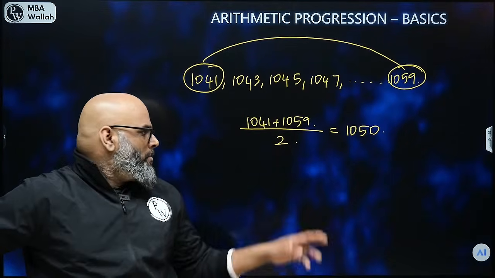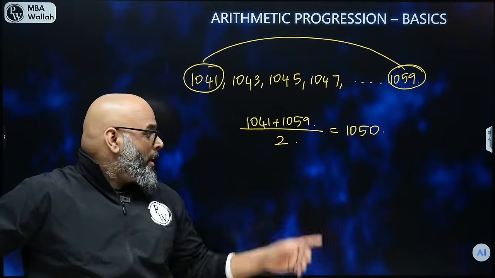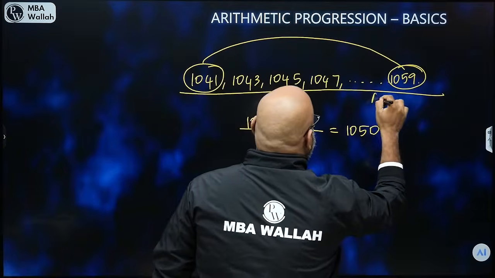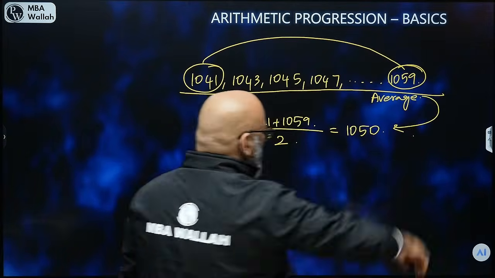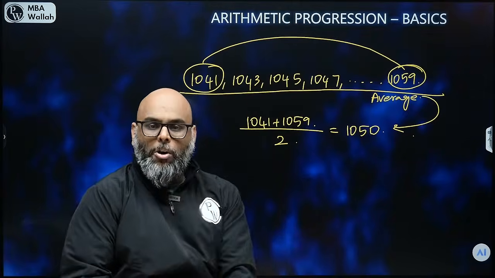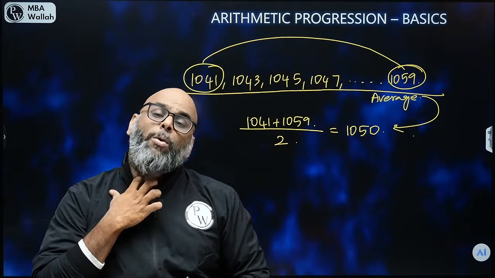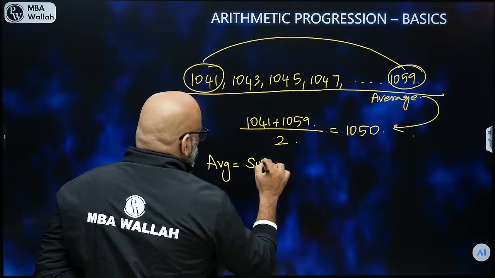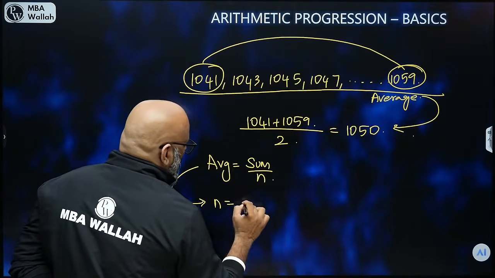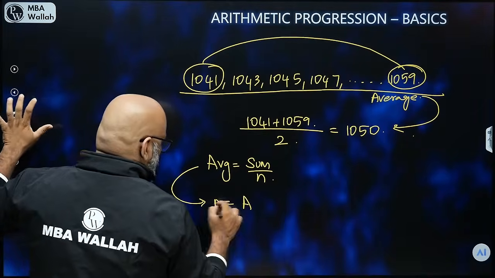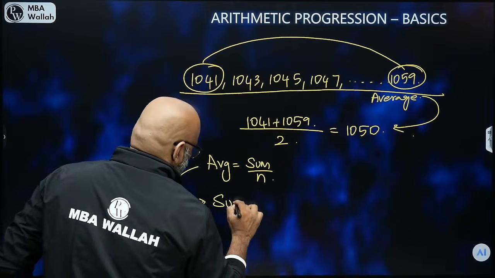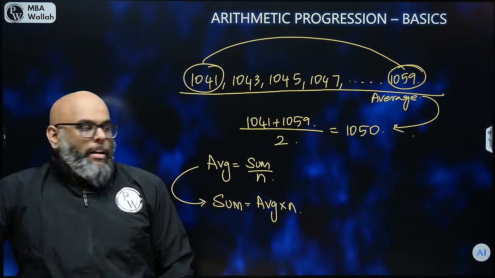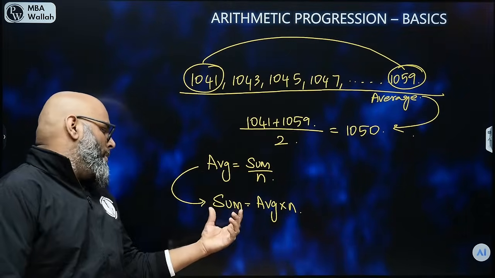Now you are wondering, hey, you found the average, what benefit? What is the benefit of 1050? I am telling you the average of this progression that you are looking at is 1050. Now, how does this benefit us? We know the idea that average is equal to sum by n. From here we can say sum is equal to average into n. Clear? Can I say average is equal to sum by n, or sum is equal to average into n?